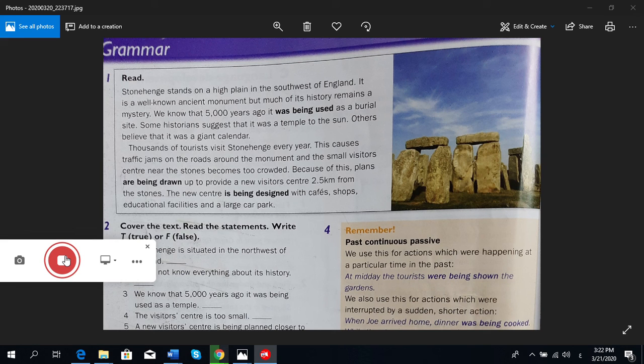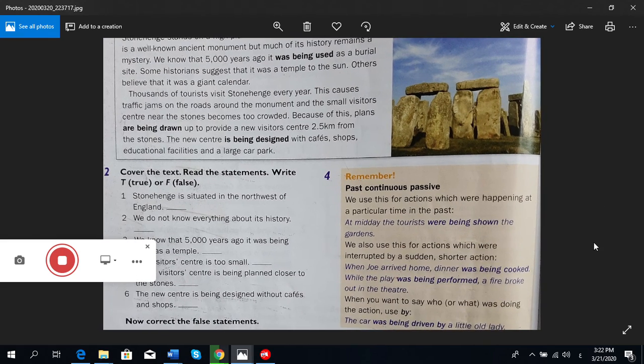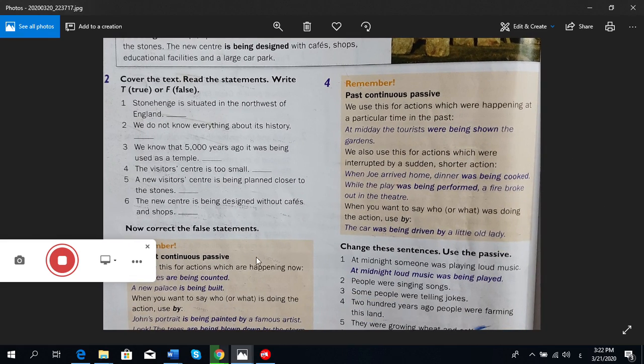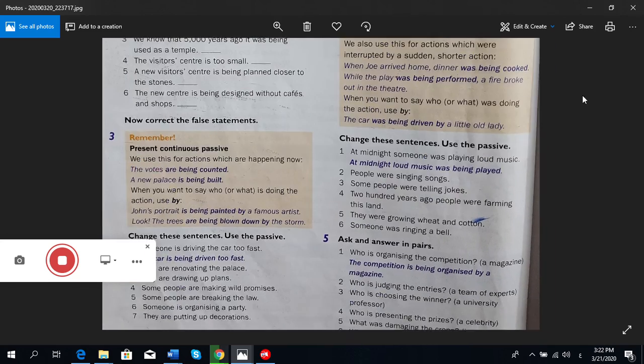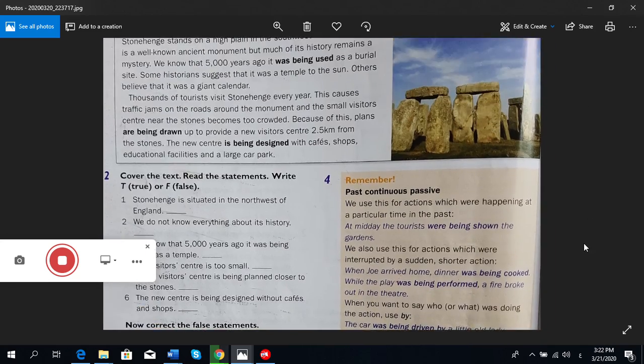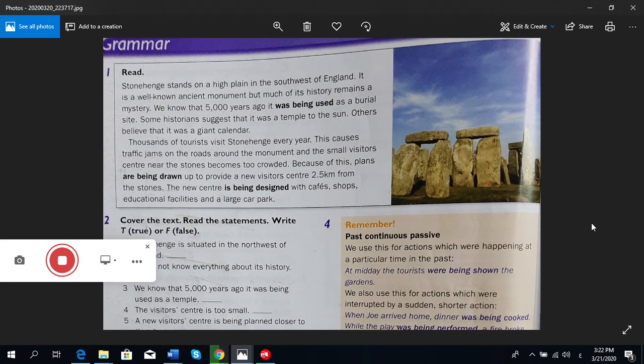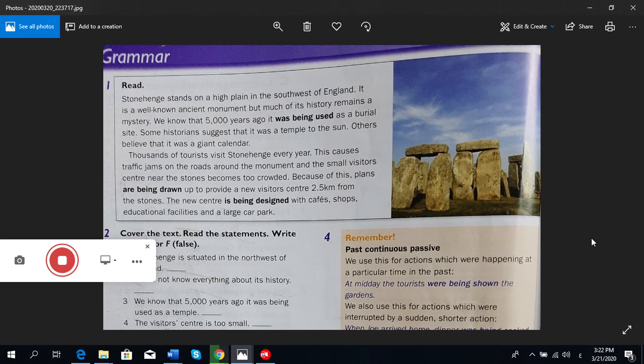Hello everybody again with page 92. Now last time I explained the grammar that we have here. I explained present continuous passive and also present here, present continuous passive. Okay, now today I will read the text here which has some examples about our grammar.